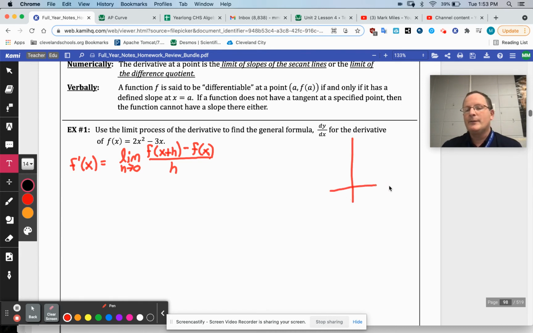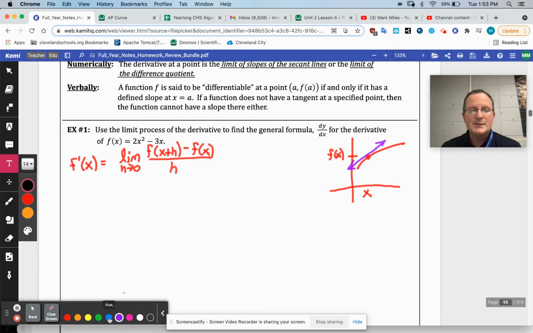We're on a curve, and we want to know, at a random x value, so that would be x, and this would be f of x, what the slope of the tangent line would be at that moment. So we're trying to find the slope of that tangent line. That's what we're trying to find.